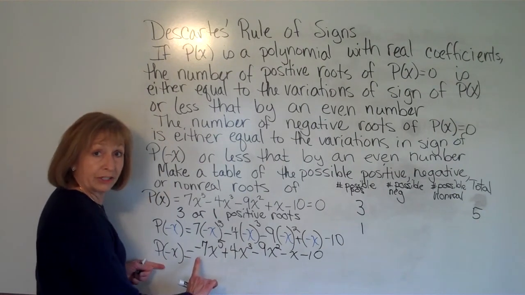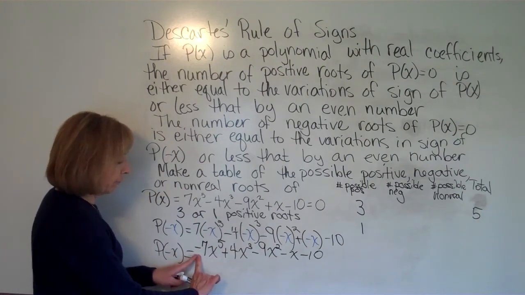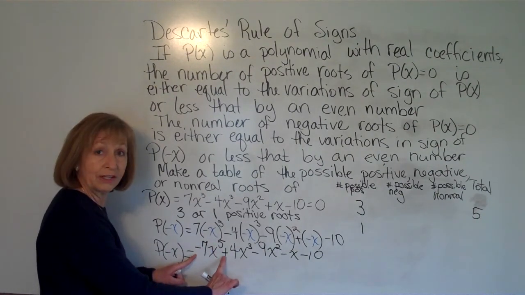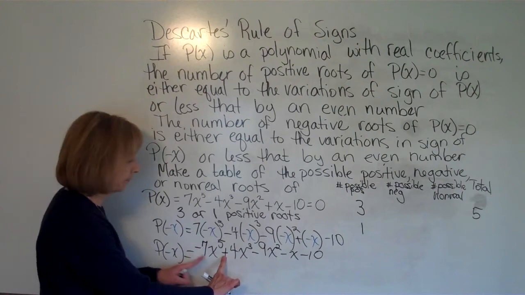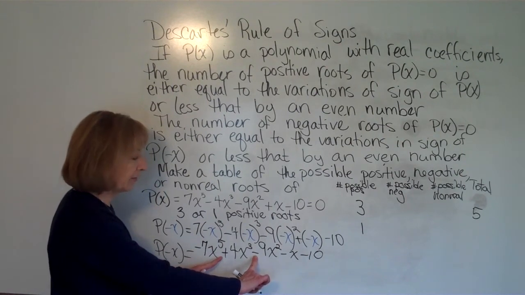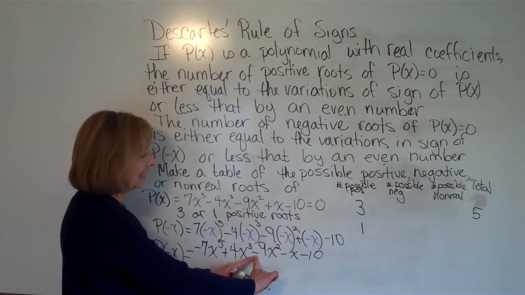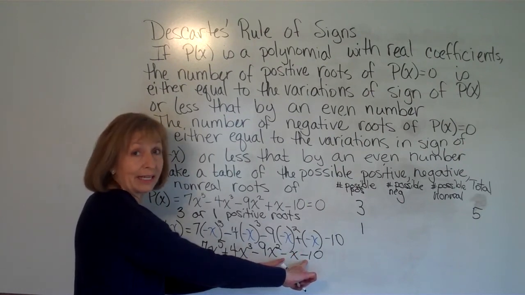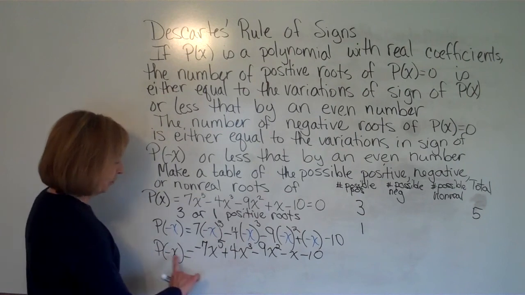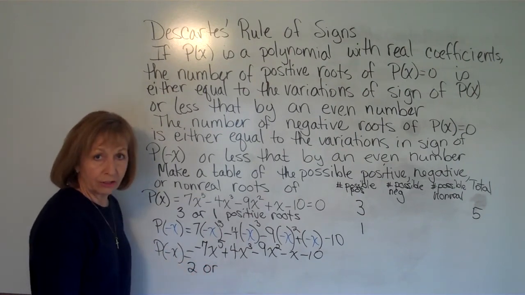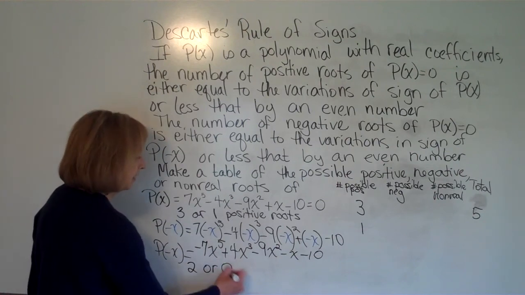Now let's count the variations. So the negative coefficient starts, then negative coefficient to positive coefficient, that's a variation in sign. So there's 1. Then positive to negative is another change of sign from one term to the next. That's called a variation in sign, so that gives us 2. Negative to negative is not a variation. Negative to negative is not a variation. So I have 2 variations in p of negative x. So there's 2 or, subtract 2 from 2, you get 0, negative roots.